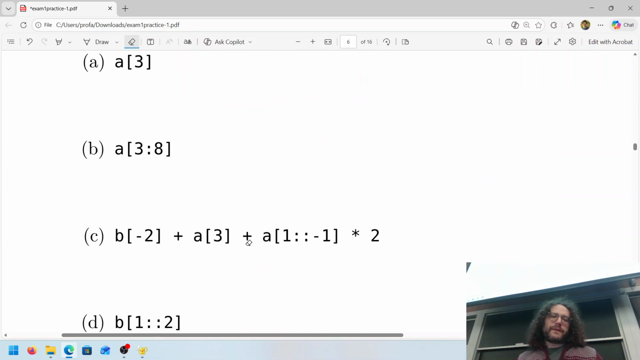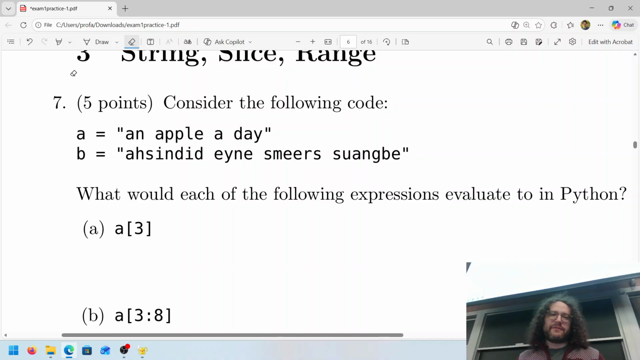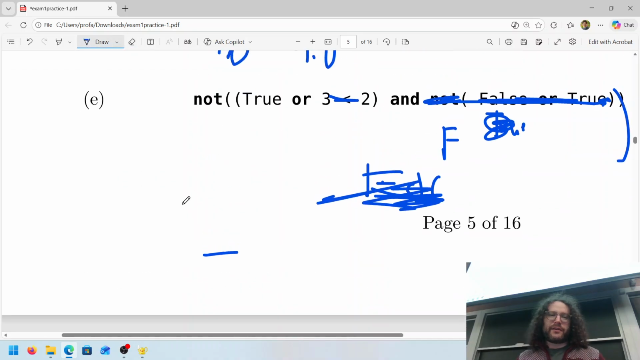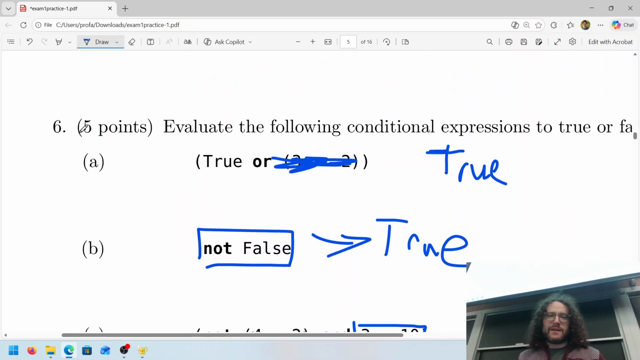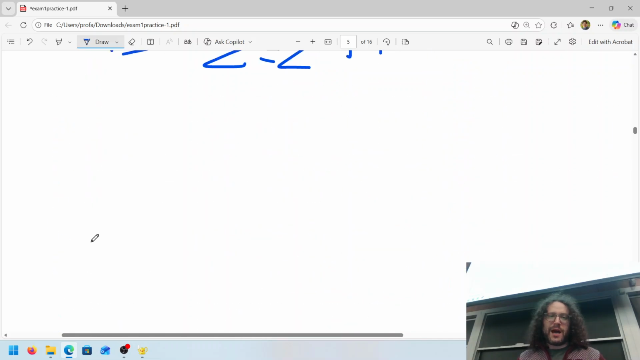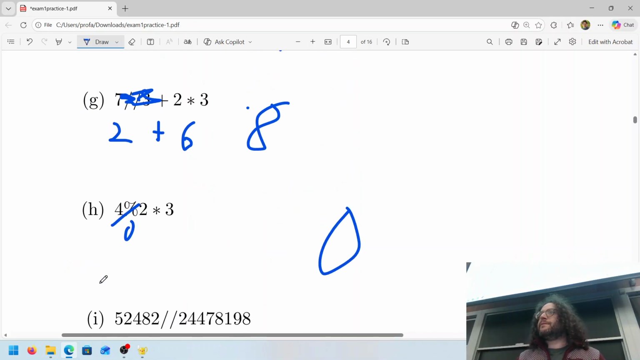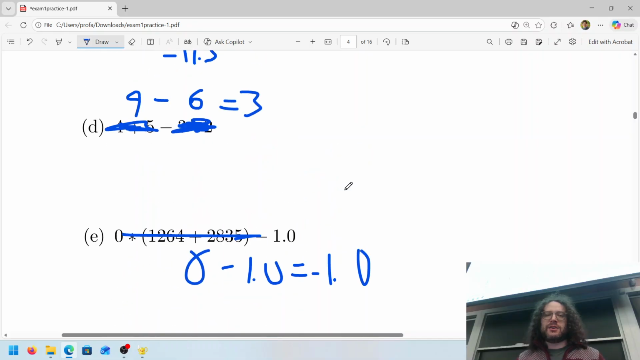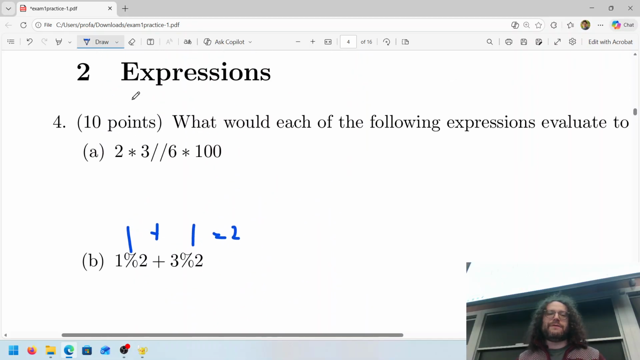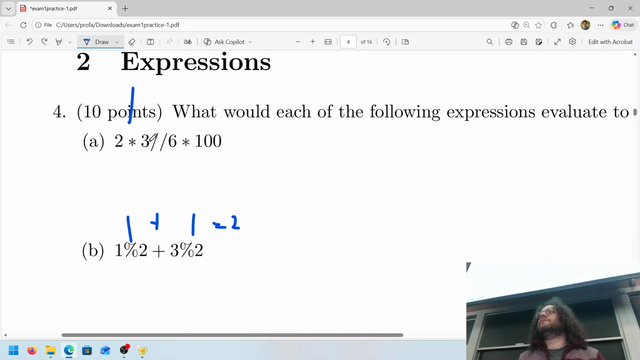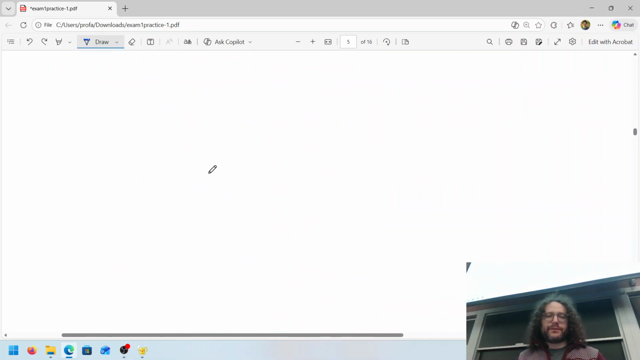All right. Slices, strings, and range. Like I was saying, this part of the exam will be on this page over here, right? And then you'll have only 5 of these rather than 10. They're still going to be worth 10 points total. They'll just each be worth 2 points rather than 1 point. Okay?